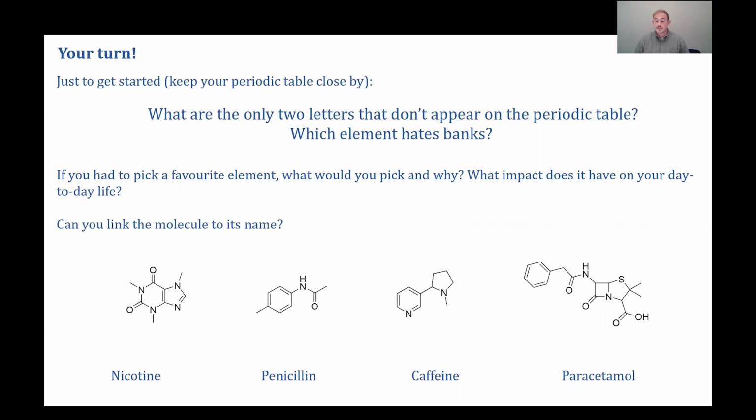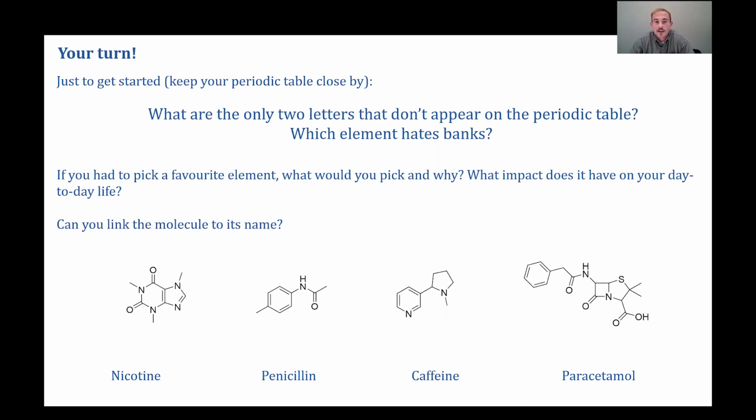Two letters that don't appear on the periodic table, maybe discuss amongst yourselves very briefly. I'm not sure if you got this right or not, but the two letters J and Q are the only two. And a bit of a silly one: which element hates banks? One of those rogue elements whose name doesn't match up to its symbol, but that's antimony. That's the element that hates banks.